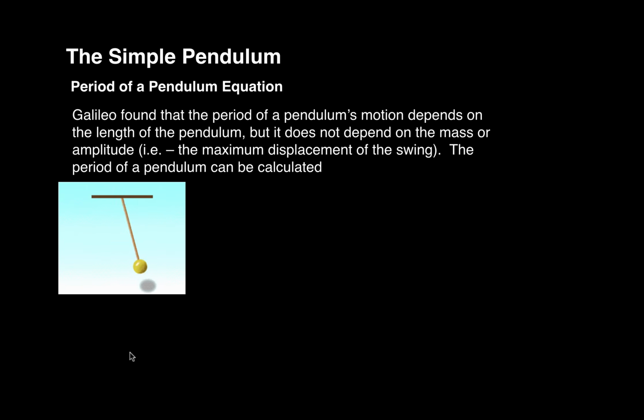So, if you want to know the period of a pendulum swing, you only need to know the length of the pendulum's string and the acceleration due to gravity where the pendulum is located.